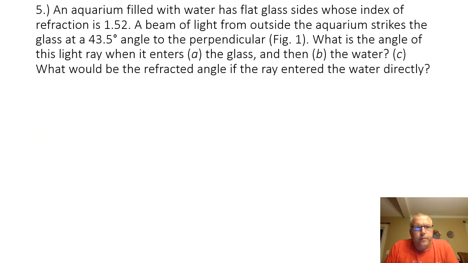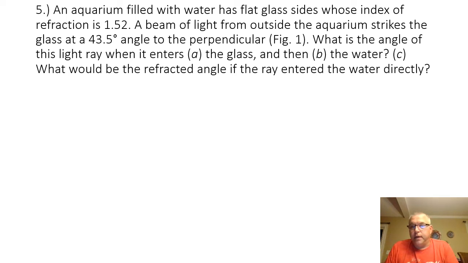Problem 5. An aquarium filled with water has flat glass sides whose index of refraction is 1.52. A beam of light from outside the aquarium strikes the glass at a 43.5 degree angle to the perpendicular. What is the angle of this light ray when it enters A, the glass, and then B, the water? C, what would be the refracted angle if the ray entered the water directly?